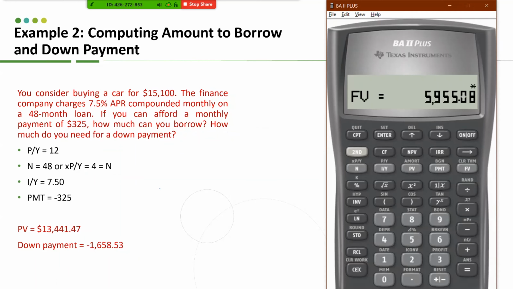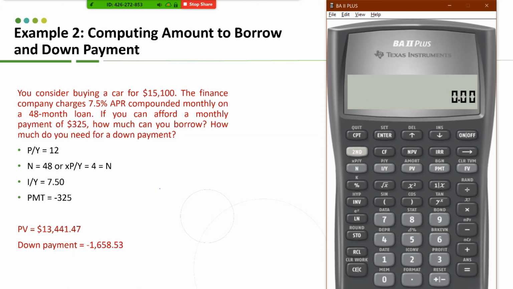Because we share the same place in one worksheet, before I start a new calculation, I advise you all to clear the worksheet, otherwise you will get a wrong answer. So what you need to do is press second and then clear TVM. Okay, and then press clear.